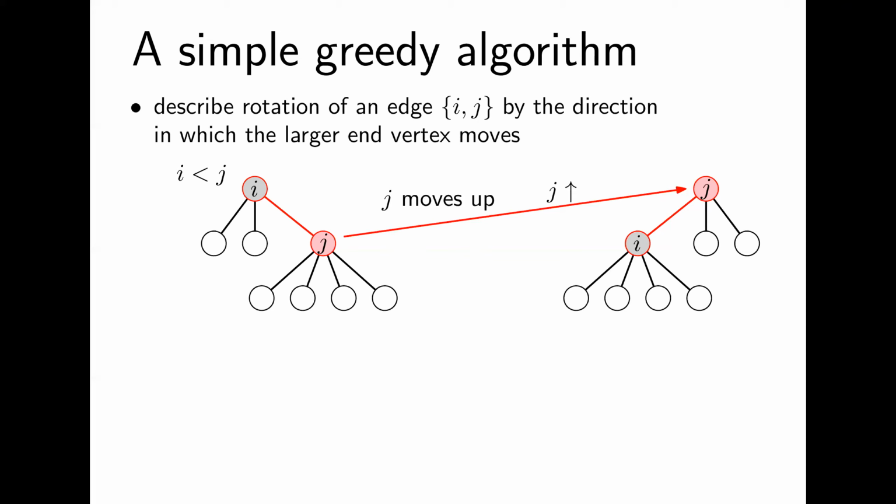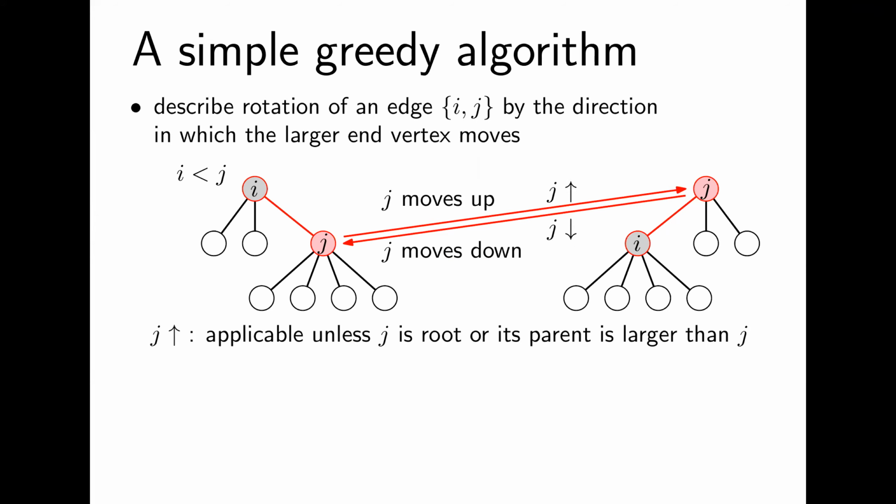So this tree rotation of ij, we describe by saying that j moves up, and we denote it by this j up arrow. If I say j up arrow, then what I mean is: look at the parent of j, and if it's smaller, do this tree rotation ij. And the converse would be j moves down, and this is then denoted by j down arrow.